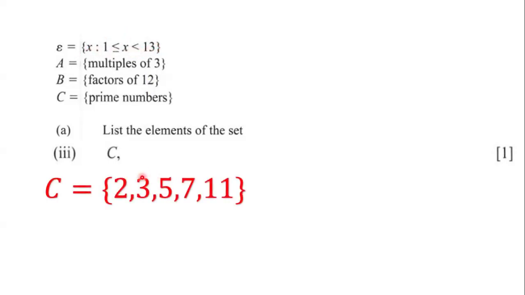So that means that we have 2, 3, 5, 7, and 11. We cannot use 13. We cannot use 19. We cannot use any of those other prime numbers because they are going to be bigger than 13, and our universal set contains numbers that are less than 13. So you cannot go over 13, and it can't even be equal to 13. And so we only have 2, 3, 5, 7, and 11, and these are the prime numbers that satisfy this universal set.